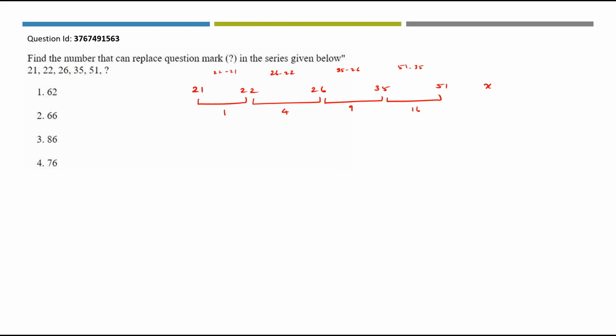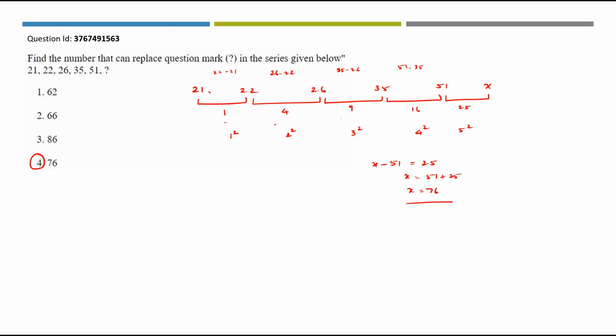Can you find what is in this particular sequence of differences? We have 1 square, 2 square, 3 square, 4 square. 1 square is 1, 2 square is 4, 3 square is 9, 4 square is 16. The difference between two numbers will be the square of the next integer. Now what will be the difference between 51 and this particular x? It should be 25, which is 5 square. X minus 51 will be equal to 25. So x will be 51 plus 25, which gives the value of 76. Option number 4 will be the right answer.